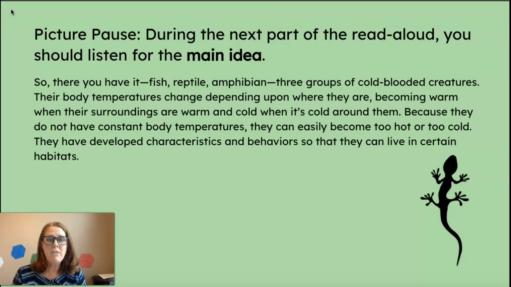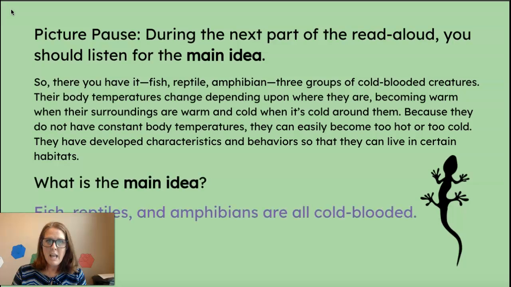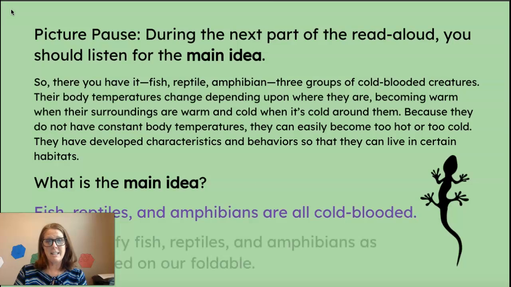So there's the paragraph I read. What do you think the main idea is? If you said that fish, reptiles, and amphibians are all cold-blooded, you are correct. And it tells us that right in the first sentence.